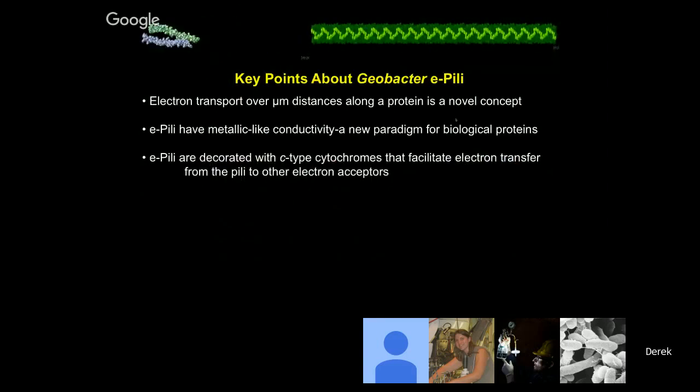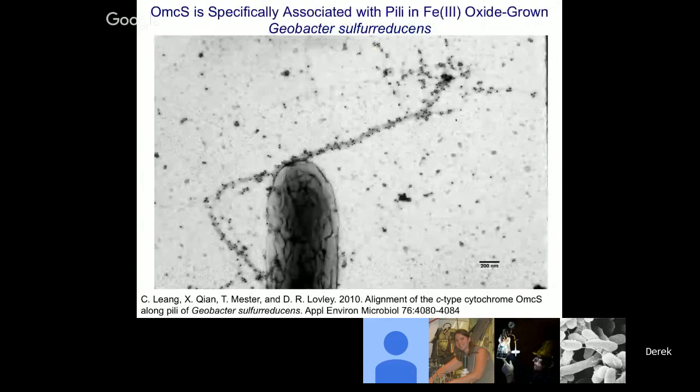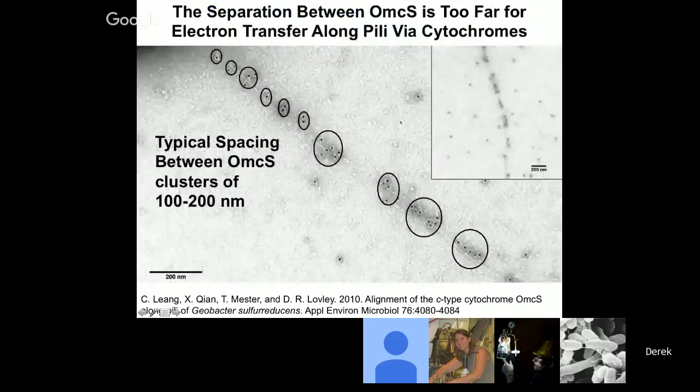So another important point, which I've already mentioned several times, is these E-pili are decorated with c-type cytochromes, and they're really important. And this was first observed in studies by Qing Liang, who was a postdoc in my lab. And here's immunogold labeling, again showing what I've already referred to before. So immunogold labeling of OMCS on the pili. At first we thought, oh, well, it's just that OMCS is how electrons hop along the pili. That turned out not to be the case.